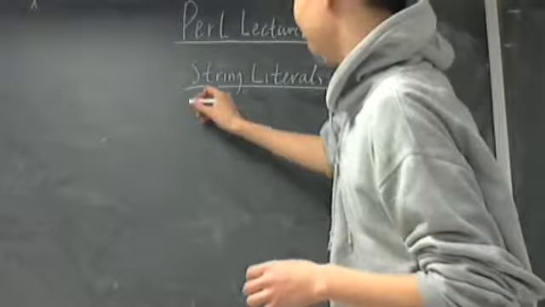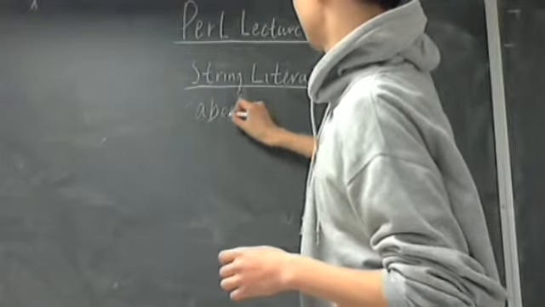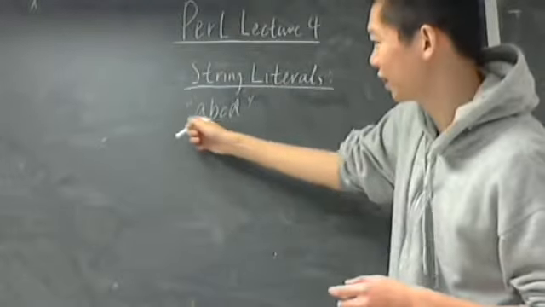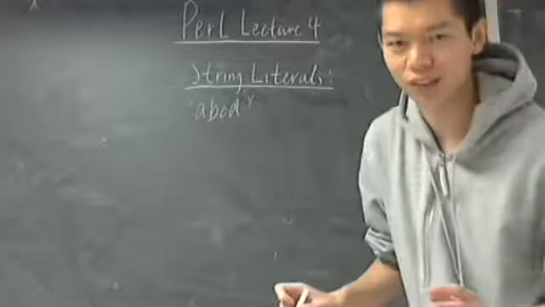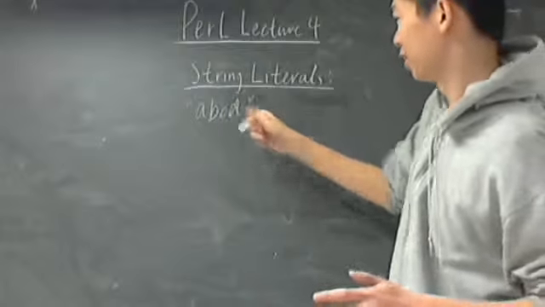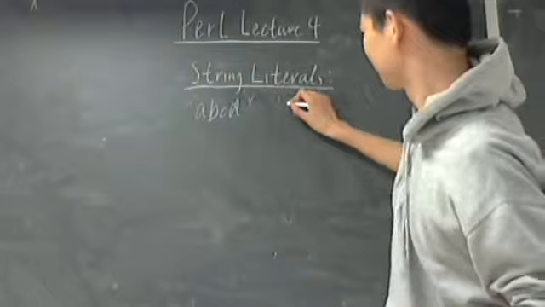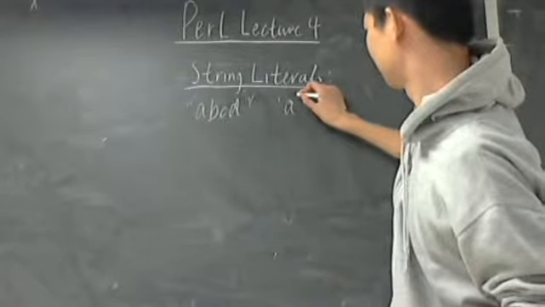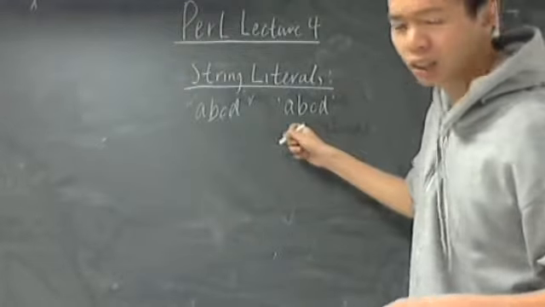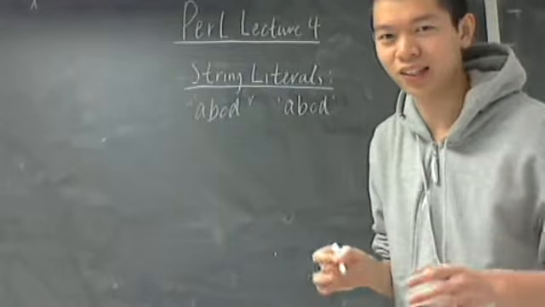Okay. So let's say you put "A, B, C, D." Perl knows that it's a string, okay? Knows that this together is a sequence of characters. Now, the interesting thing in Perl is, notice I put double quotes here. Perl also has something known as a single quote. Both of these tell Perl that, hey, I'm a string.